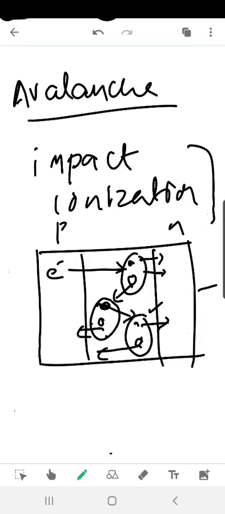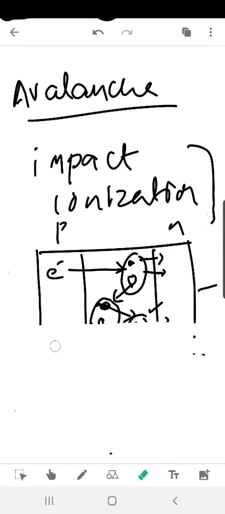Zener effect does not destroy our junction completely. Avalanche effect will destroy our junction completely. Okay, so this is avalanche effect. Now we will analyze this avalanche multiplication. So our next topic is analysis of avalanche multiplication.